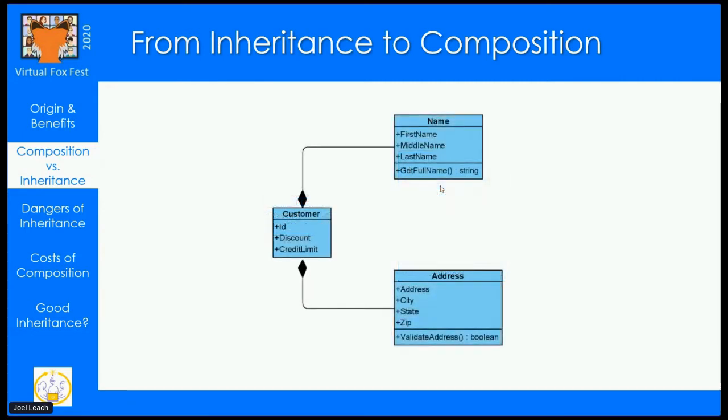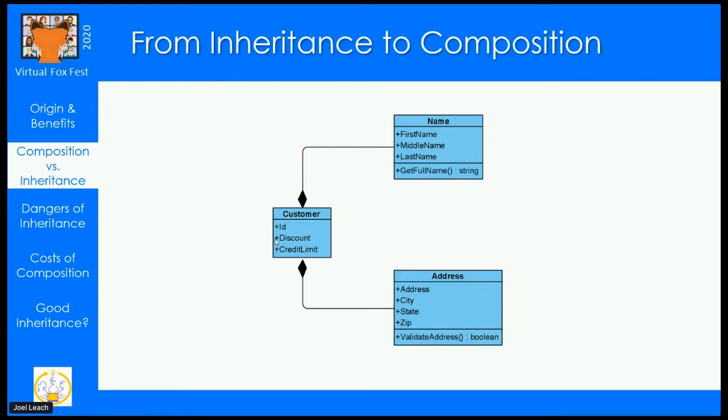And that would look like this. So I now have my name class. It has the three name properties as well as the get full name method. And I now have a separate address class as well with the address properties and the validate address method. And so now those are both members of the customer class. This means the customer has a name property that points to that separate name object. And it also has an address property that points to that separate address object.